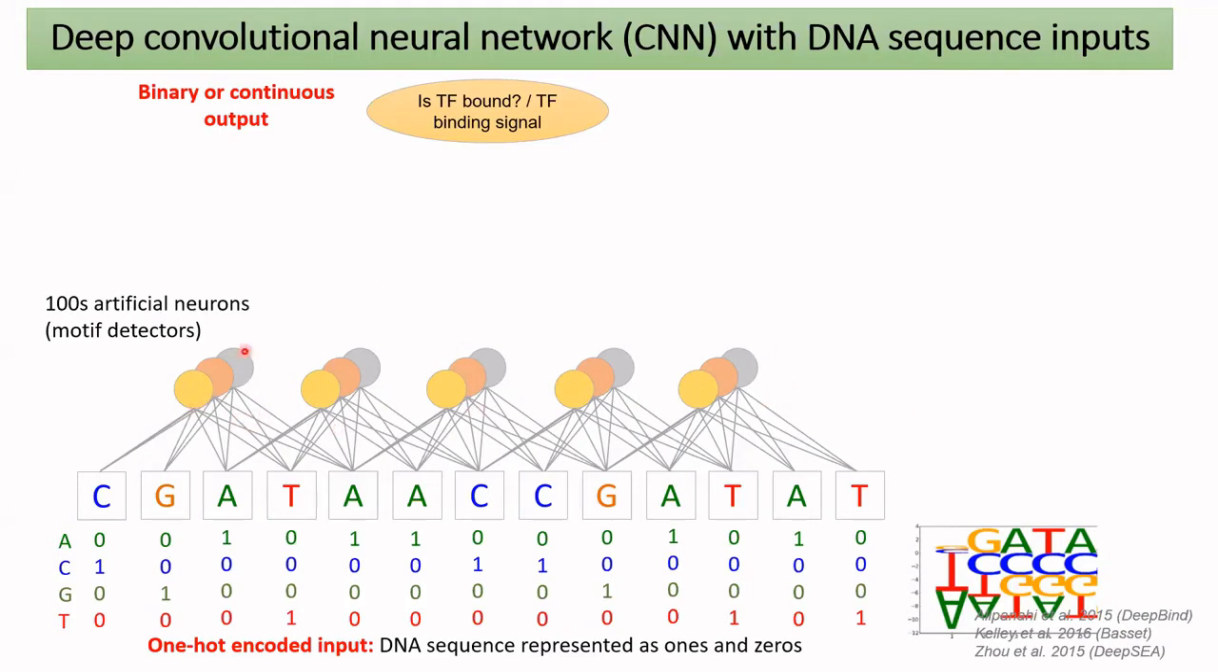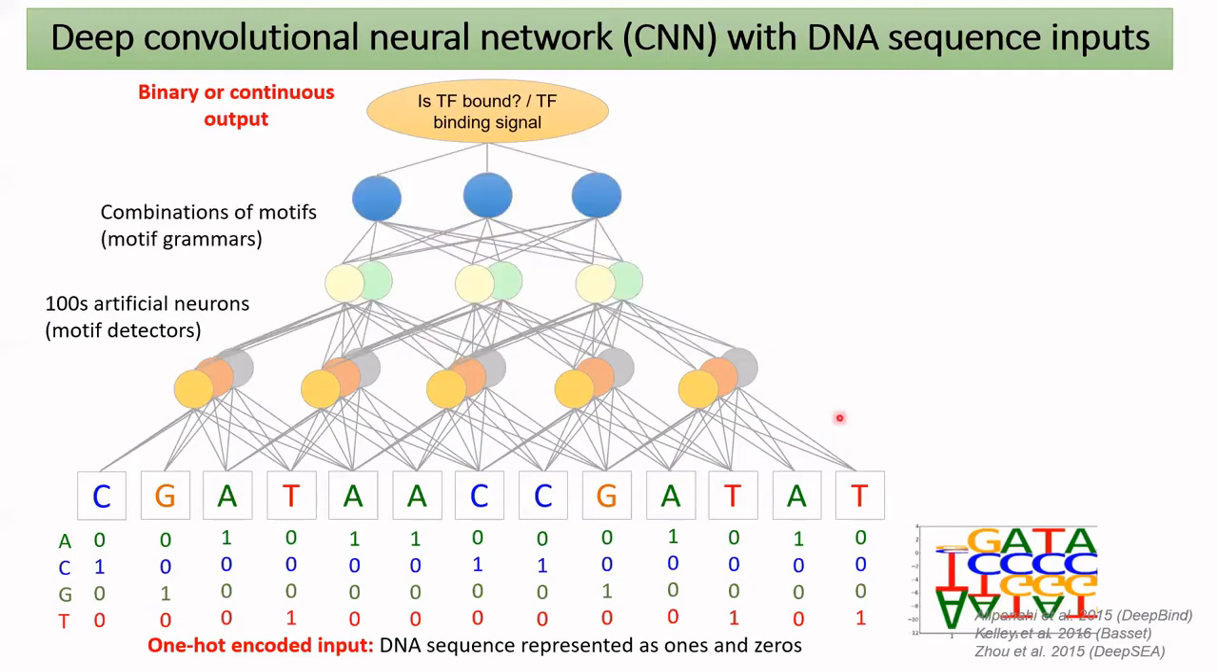The outputs of this first layer of convolutional neurons, or pattern detectors, can then be fed into additional layers of pattern detectors. Those additional layers learn higher order combinations of these motifs. And ultimately, the last layer of the model is trying to predict a binary or continuous output. So it can be a simple linear regression if your goal is to predict a continuous output, or it can be a logistic-like model to predict a binary value.